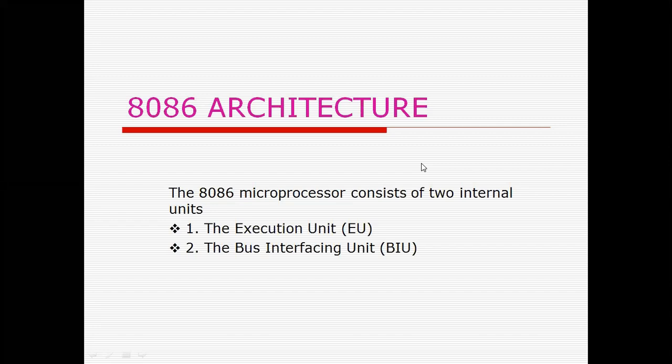And what is the address bus of the 8086? It is a group of 20 lines. What is the data bus? It is a group of 16 lines. And how about the control bus? The control bus comprises individual signals. The major control signals are memory read, memory write, IO read and IO write.